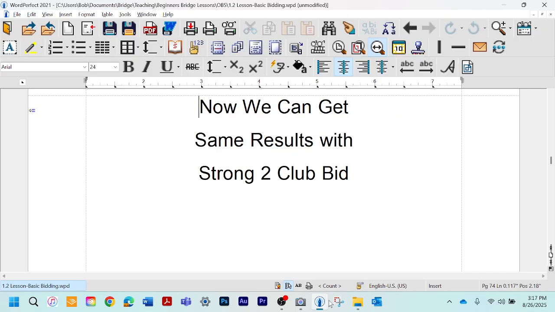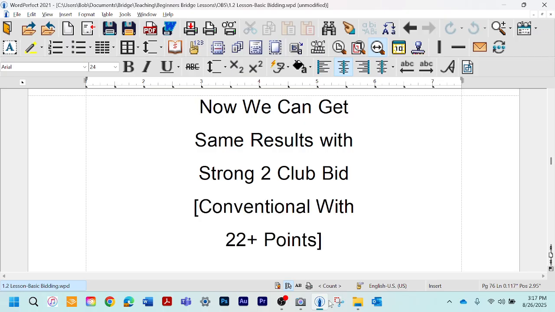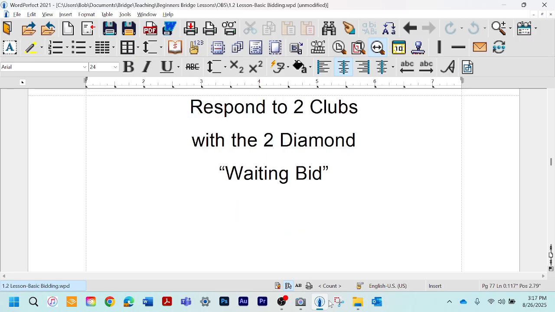In the old days, all two-level bids were strong. I talked about that. Now we can get the same result with a strong two-club bid. So it's conventional. It shows at least 22 points. And so what your partner is required to do, unless you play something different, is just bid two diamonds. And all that is, is waiting. It doesn't mean the first thing. I open with 2 clubs. My partner bids two diamonds. Now I come back and bid two hearts. It's just like in the old days if I'd opened with two hearts. And I know you say, well, why do all that? Well, the reason was to save those preemptive bids.